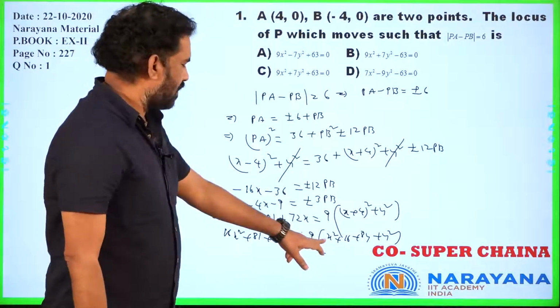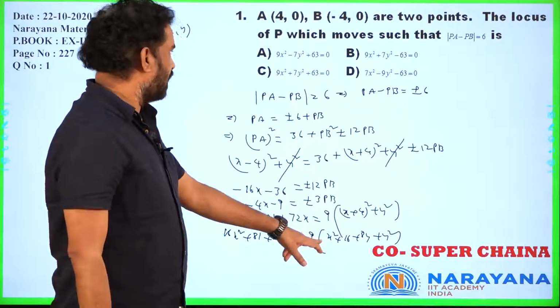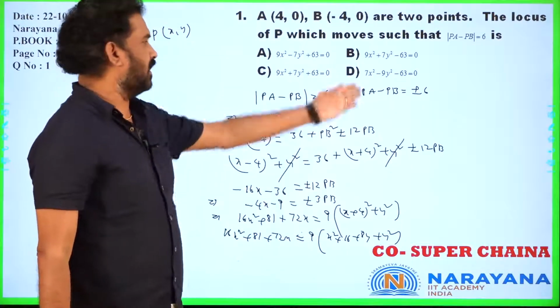See, 16x square minus 9x square. So 16 minus 9 means 7, something is there clearly.